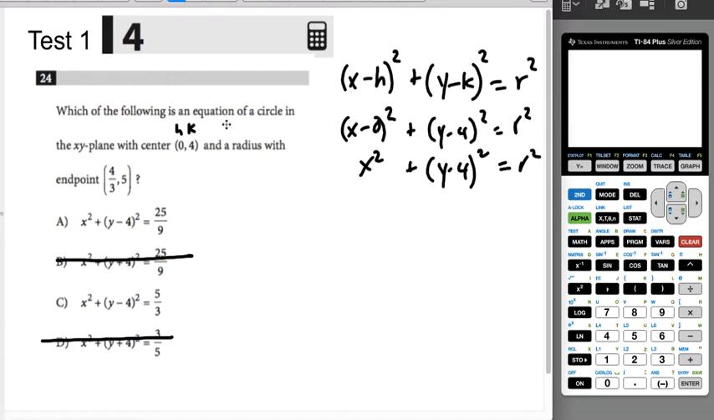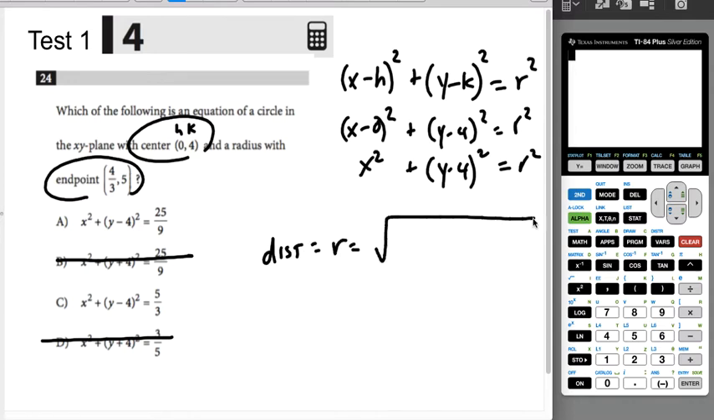The next thing I have to figure out is what the radius is. Well, if this is an endpoint of the radius and this is the center, I can figure out the radius by finding the distance between those 2 points, right? So the distance, which is going to be the radius, would be x minus the x value. So I'm going to do 0 minus 4/3, or just negative 4/3, quantity squared, plus 4 minus 5, which would be negative 1, quantity squared.